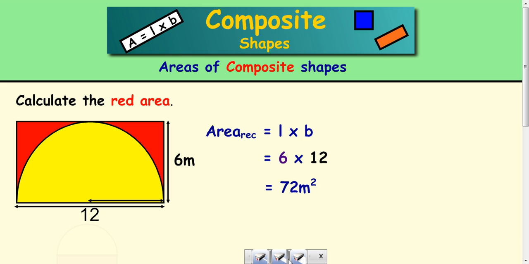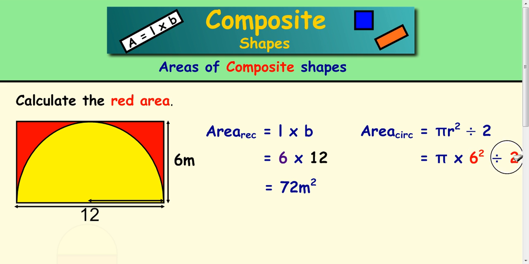Okay, and then we want to calculate the area of the semicircle. So I'm just going to go straight with pi r squared divided by 2. I don't mind if you do the full circle first and then half it. I'm just going to do this. Now we've already talked about the radius, which is 6, so it's pi times 6 squared divided by 2. And if you type that into your calculator, you get 56.52.